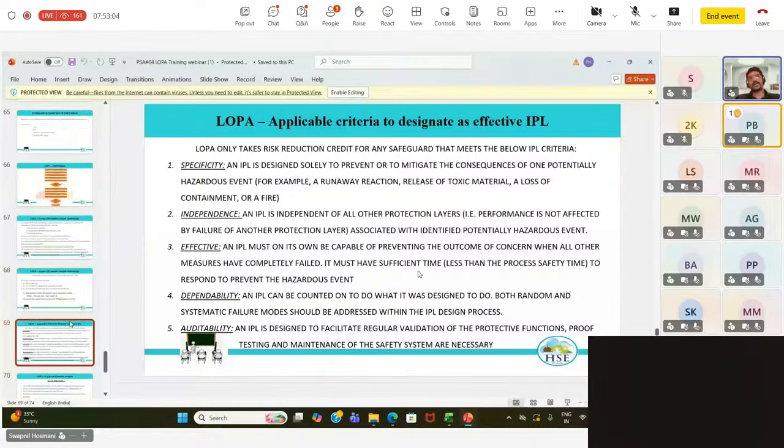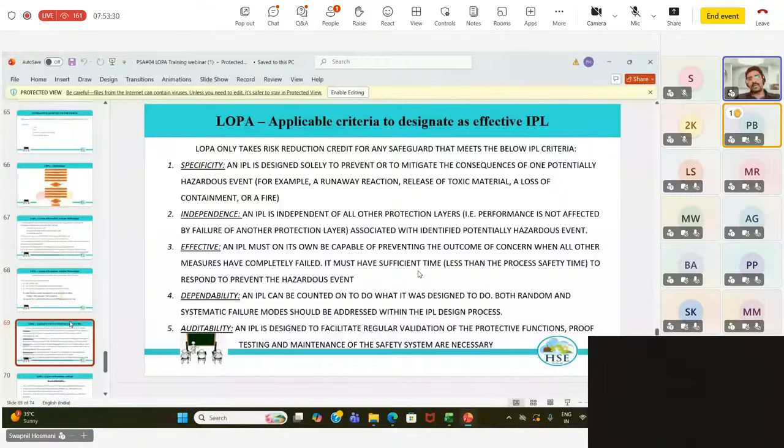Wherever the definition applies, we can consider that as an IPL, even if it is a mitigative layer or a mitigative barrier. So what are the definitions? LOPA only takes risk reduction credit for any safeguard that meets the below IPL criteria. One is specificity. That means an IPL is designed solely to prevent or mitigate the consequence of one potential hazard event, for example, a runaway reaction or a release of toxic material.